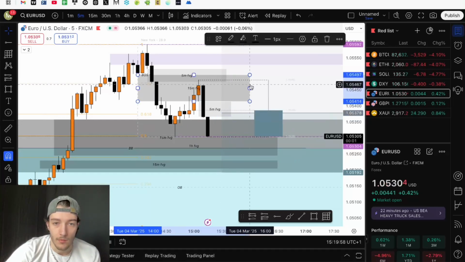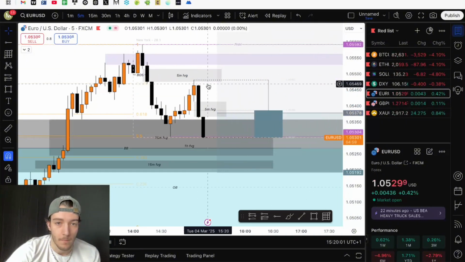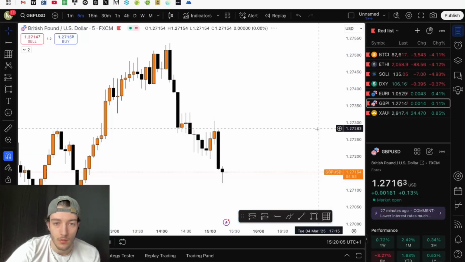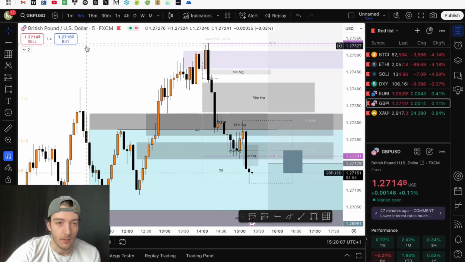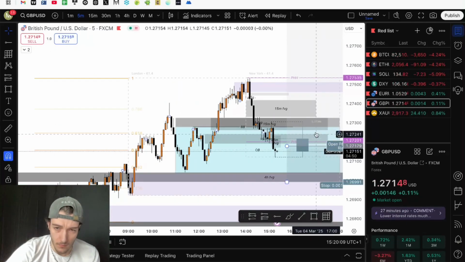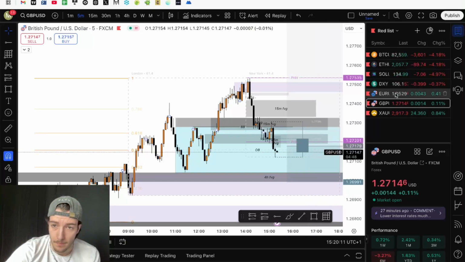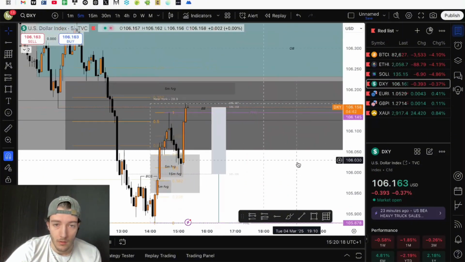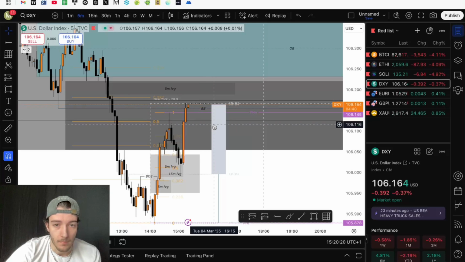I'm gonna delete this 15-minute, we already disrespected it. And this 5-minute, we already tapped into it, it's not relevant anymore. GU, it still hasn't mitigated those two. GU is a bit more weak on the lower time frame. The higher time frame, however, it's much stronger than euro. Let's see how the dollar will react here.